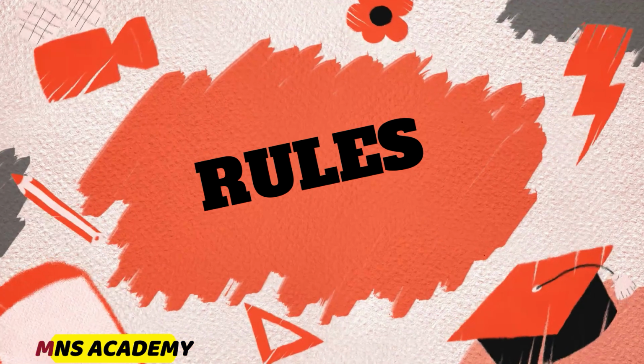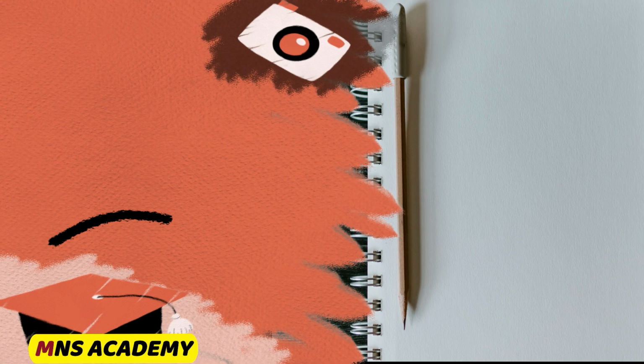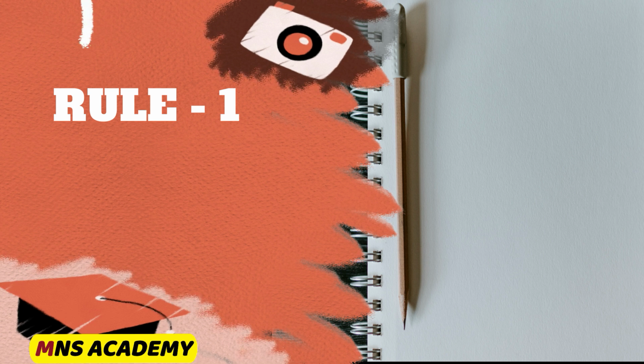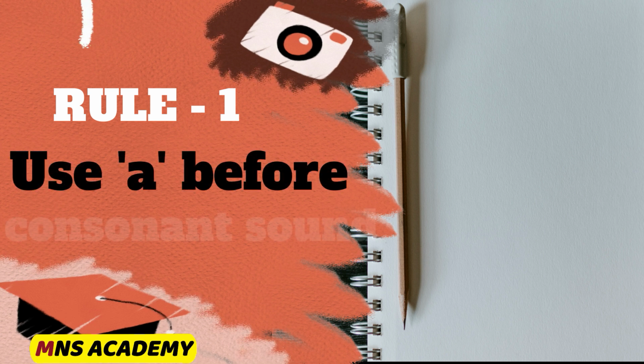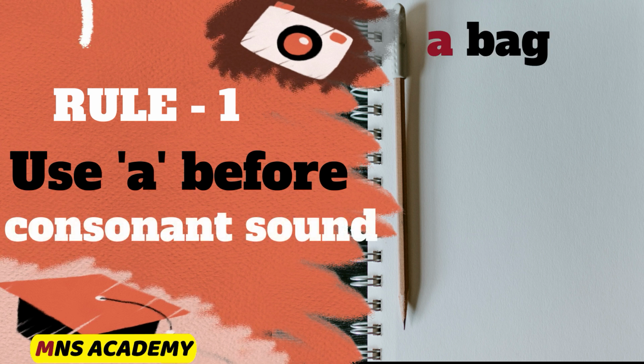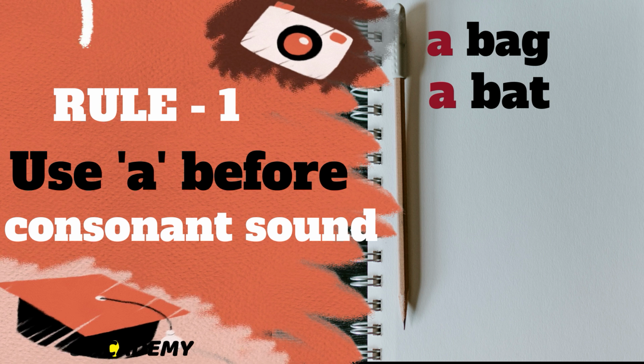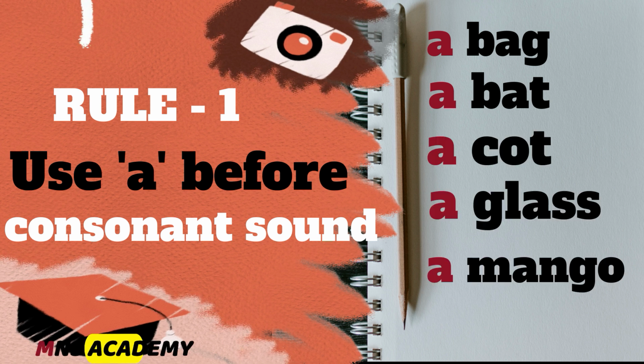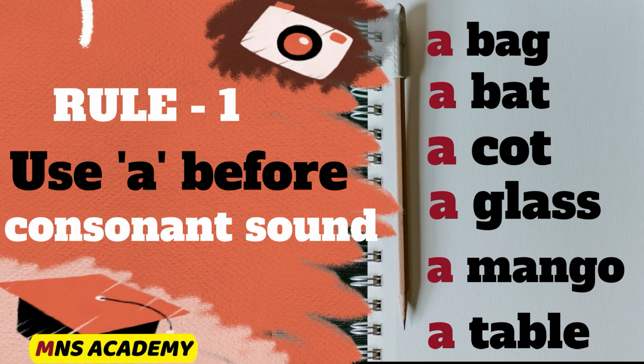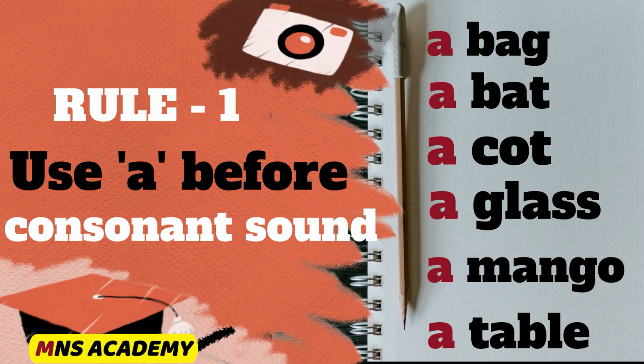So let's move on to next. There are some rules to use the articles. Let's look at them in detail. First rule. A is used with all the nouns beginning with the consonant sounds. For example, a bag, a bat, a cart, a glass, a mango, a table, etc. In these words, all the words begin with the consonant sounds. So, we put the article a before all the consonant sounded words.